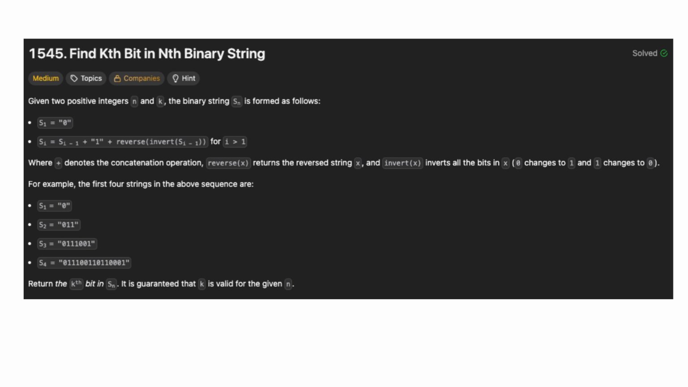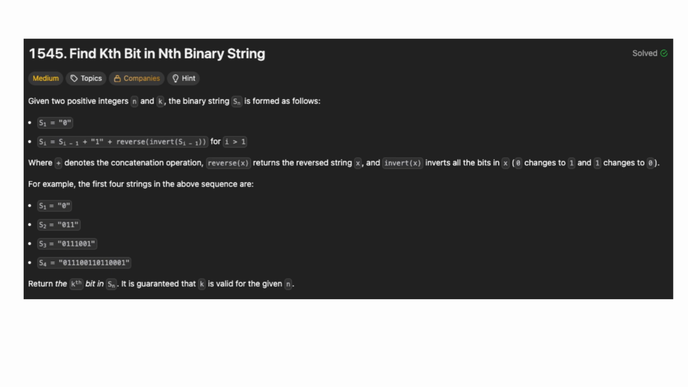We are given two positive integers n and k. We define a binary string Sn as follows. S1 is equal to 0. For any i greater than 1, S of i is equal to S of i minus 1 plus 1 plus reverse of invert of S of i minus 1. Here, plus means concatenation.